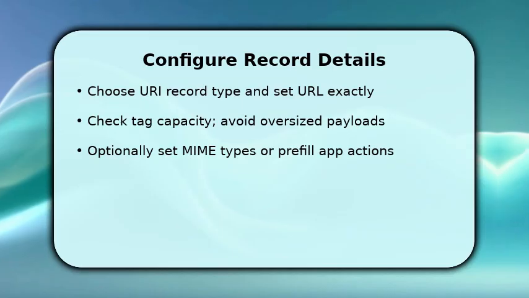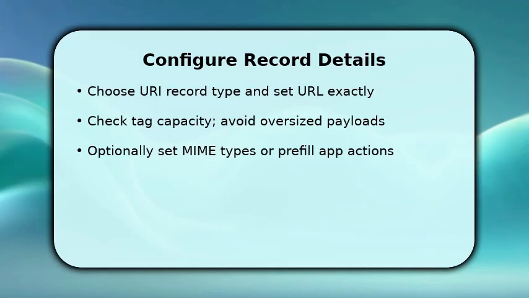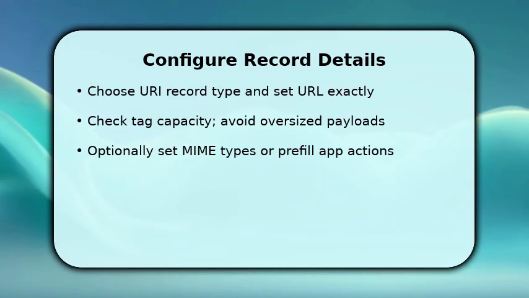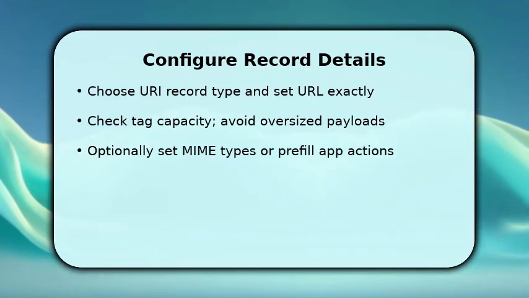If you need a specific behavior, add an Android application record or MIME type. This tells phones how to handle the link. You can also add a custom NDEF record sequence for analytics or interstitials, but keep the first record as the URL. Once ready, write and validate immediately by reading the tag back in the app.